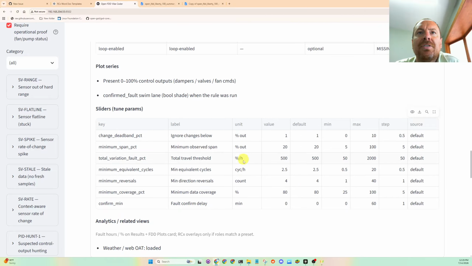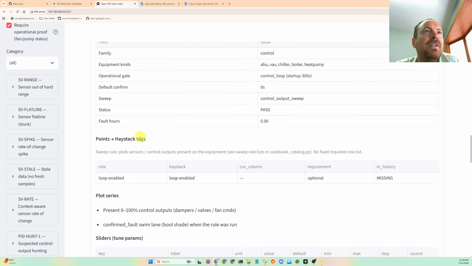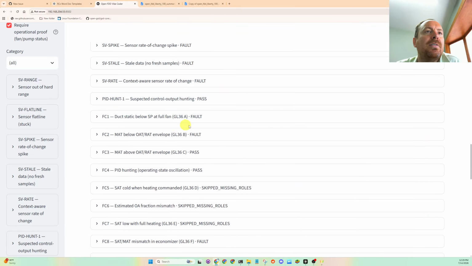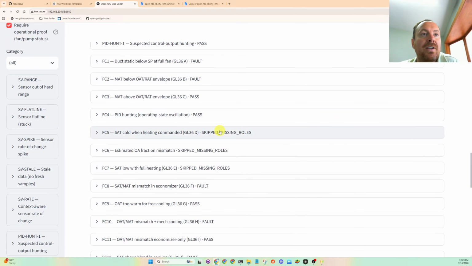Yeah, so there's a certain cycles per hour for this PID hunting. So let's see, we should probably at some point even look at the Python code that crunches those numbers. Pandas is perfect for that kind of stuff. Okay, so some of these are skipped, so that means it didn't apply to the data model.